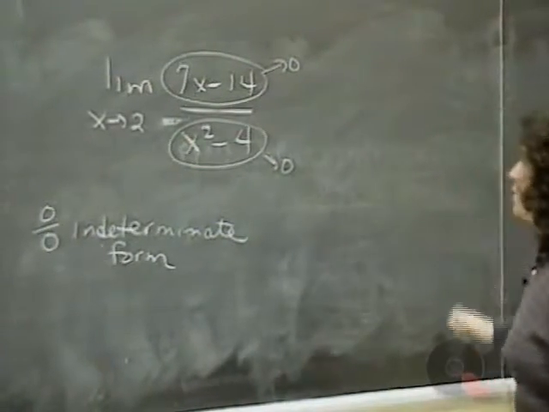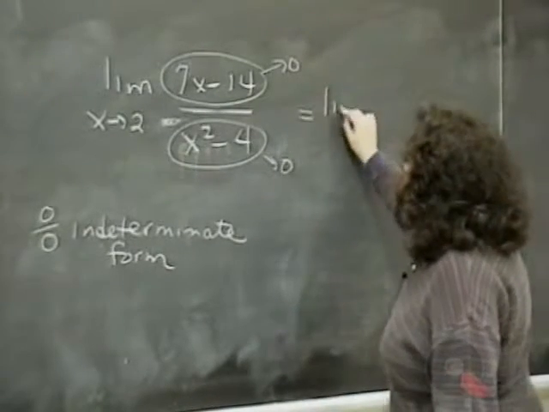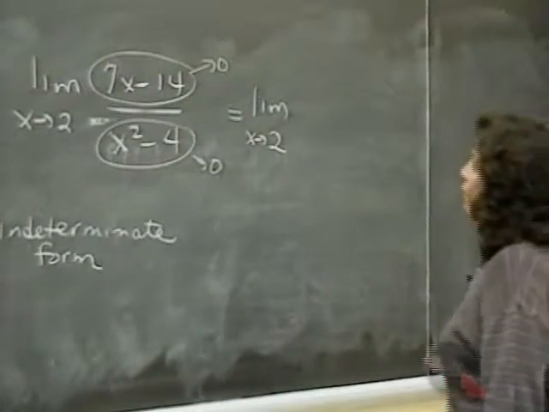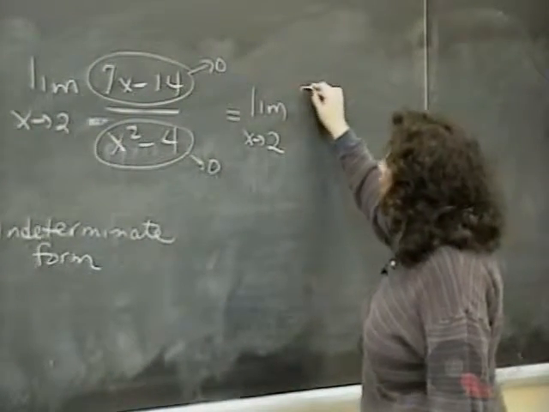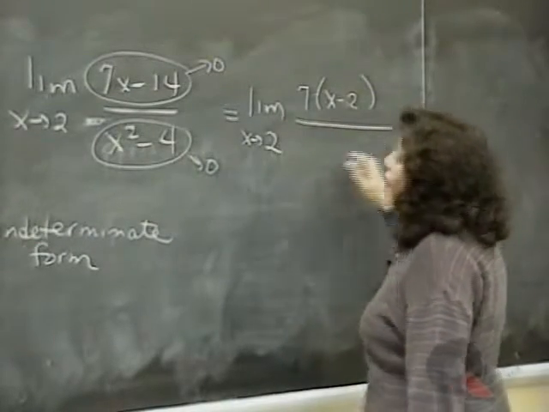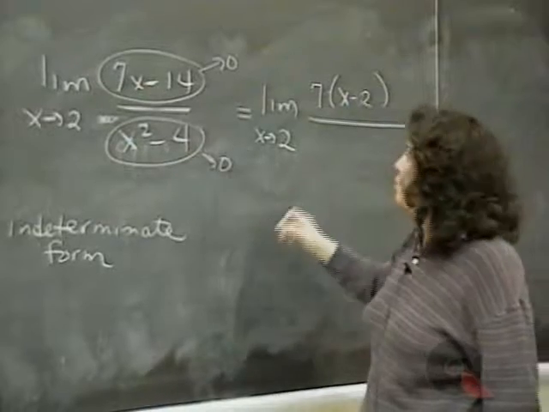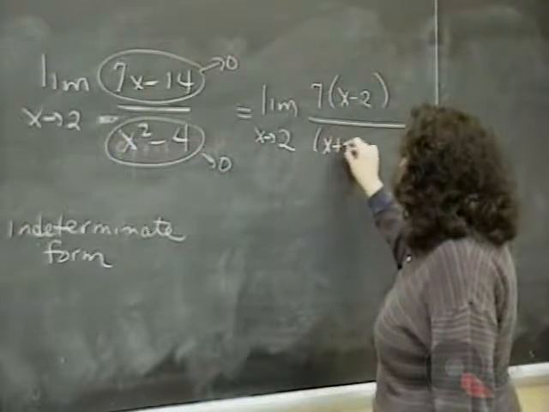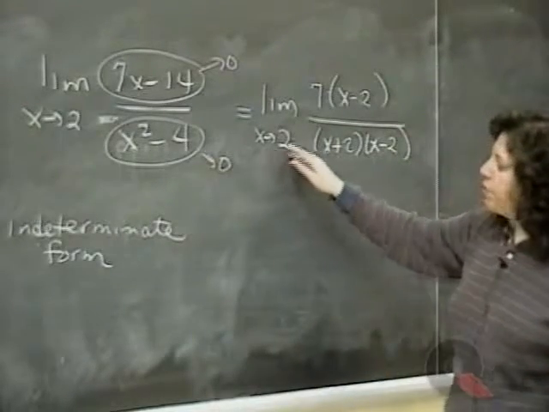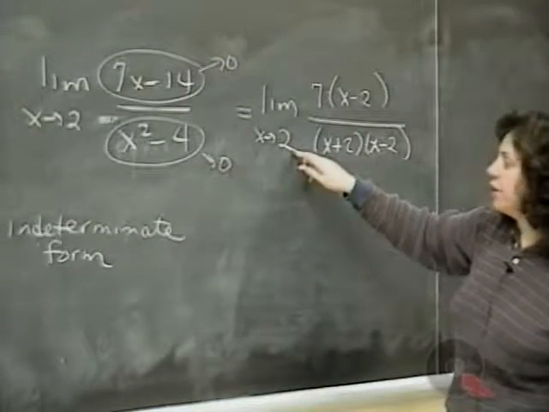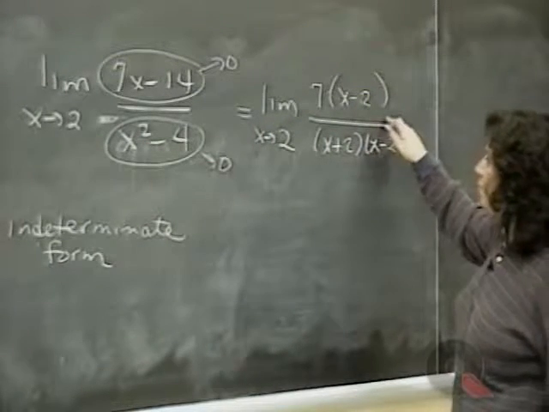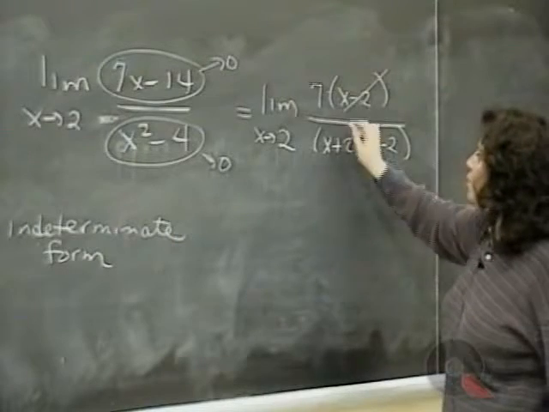Okay? This particular problem, we can do something. If you factor the numerator, you factor out a 7, it can be written as 7 times x minus 2. And the denominator can be factored, it's a difference of 2 squares, into x plus 2 times x minus 2. Now as x approaches 2, x is getting closer to 2, it's not equal to 2. x minus 2 is not 0. And since x minus 2 is not 0, you can divide numerator and denominator by x minus 2.